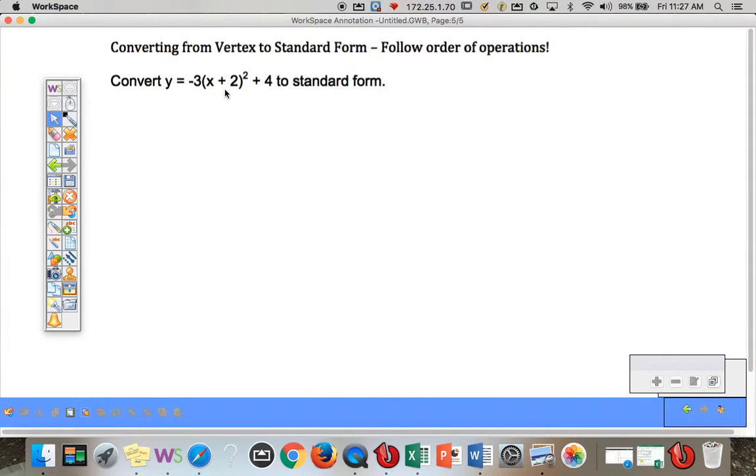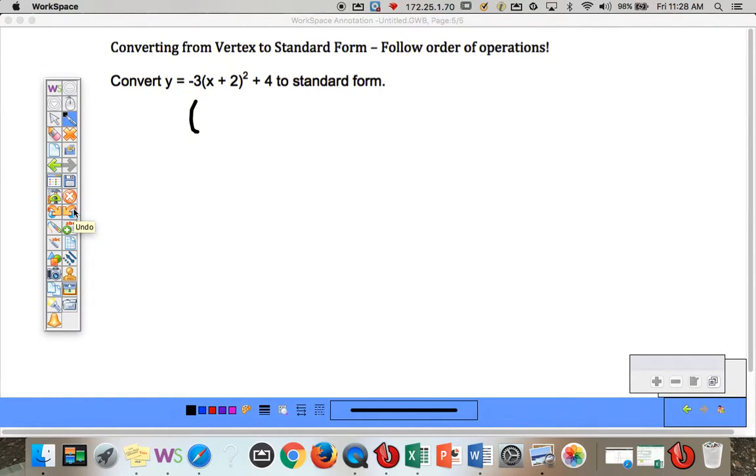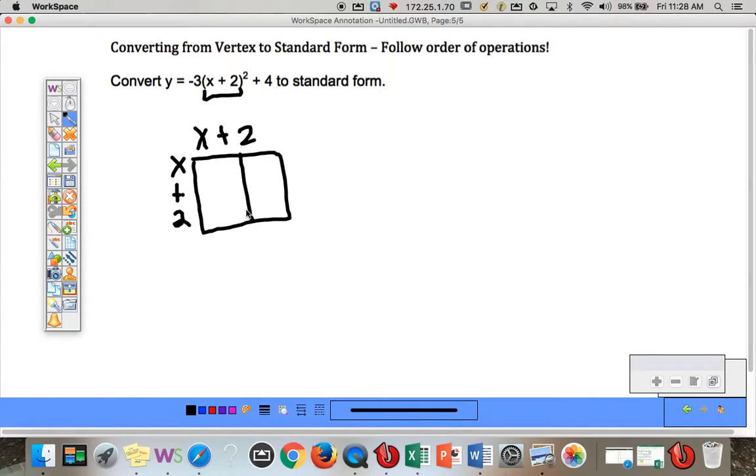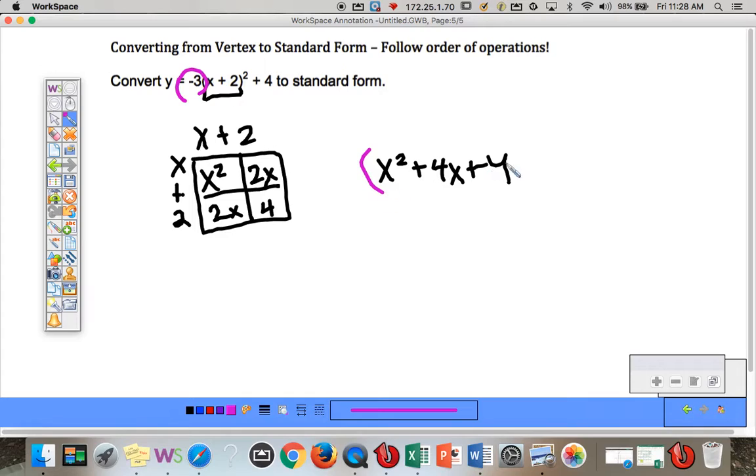Follow order of operations. So first is exponent before you multiply or add. So first step, we're going to do x plus 2. I'm not going to use parentheses here. Okay, so here's the first part. X plus 2, x plus 2. We'll get x squared, 2x, 2x, and 4. So we'll get x squared plus 4x plus 4. There's the first step. The next step is multiply everything by negative 3. So here's step 2. Distribute. We'll get negative 3x squared minus 12x minus 12.